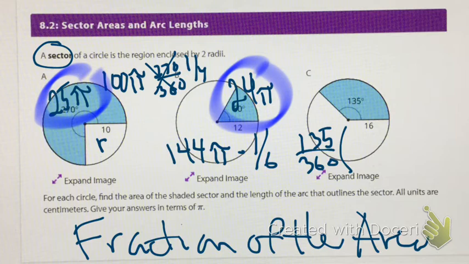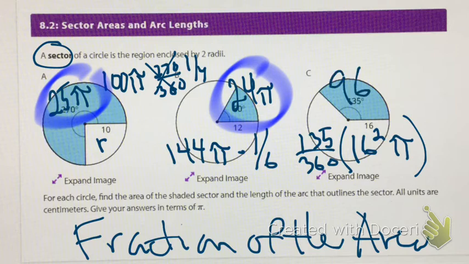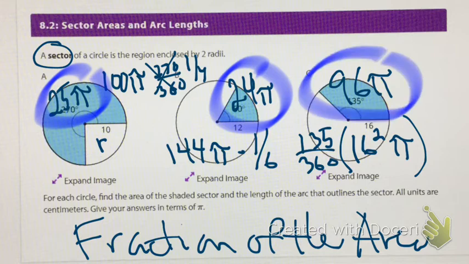That's okay. But we've got 16 squared times pi. This is where the calculator comes in handy. 16 squared is 256 times 135 divided by 360. We get 96 pi. So use your calculators. They are your friends here. They're helpful. And that's areas.